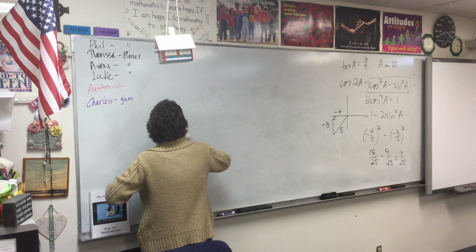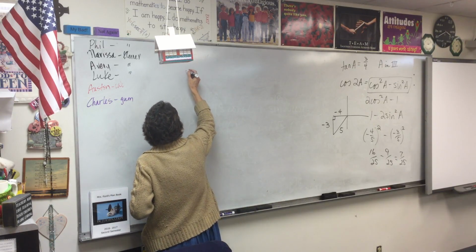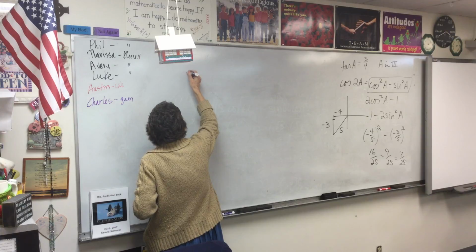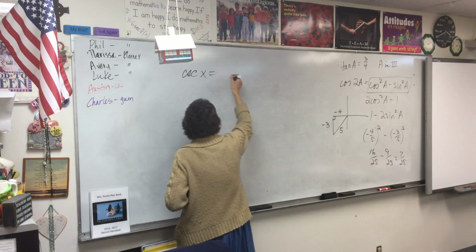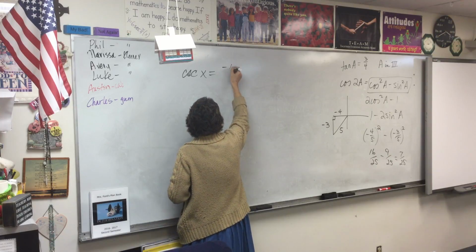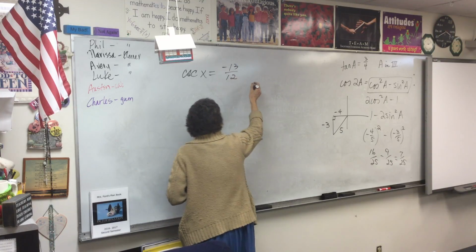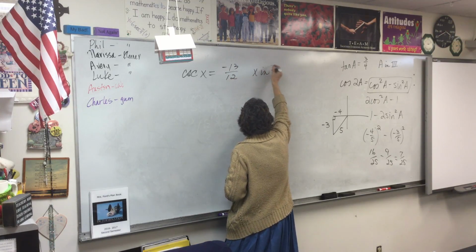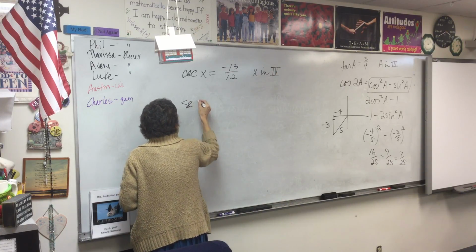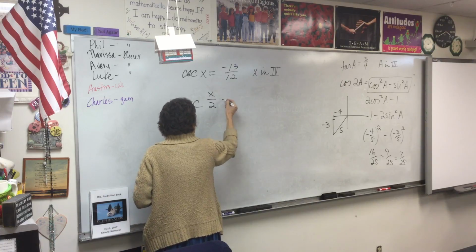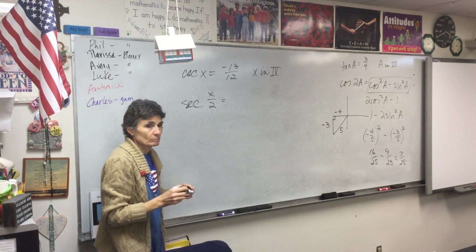Let's suppose I told you that the cosecant of x is negative 13/12, and x is in quadrant 4, and I want the secant of x over 2.